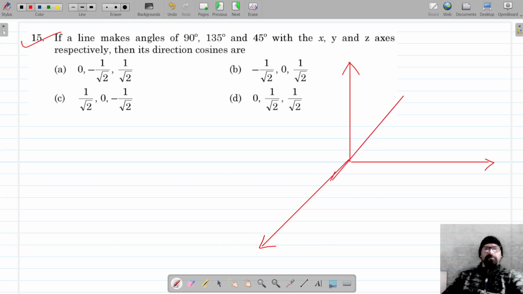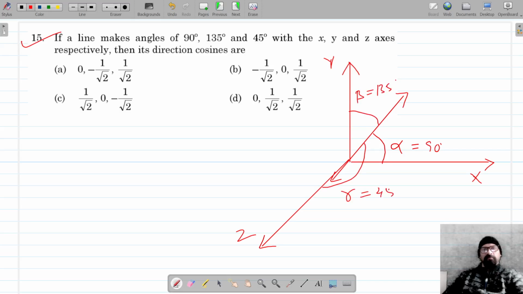Let's just pass this more again. Now the angle this line makes with the x-axis, the angle made by a line with the x-axis is given by alpha, and with the y-axis is given by beta. So alpha is 90 degrees, with the y-axis beta is 135 degrees, and with the z-axis gamma is 45 degrees. And we have to find the direction cosines.